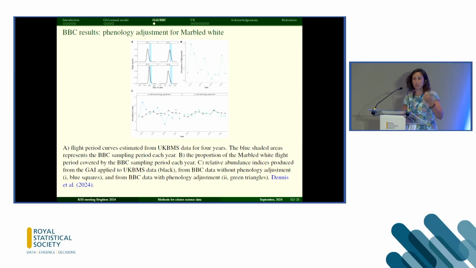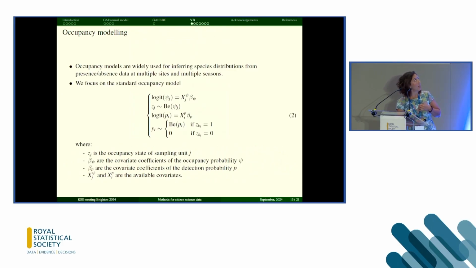So in the paper we discuss how you can borrow strength from the BMS, which runs for 6 months, to adjust for this phenology effect, and then get much less noisy abundance trends. And that's all from me now, and I will pass on to Alex.